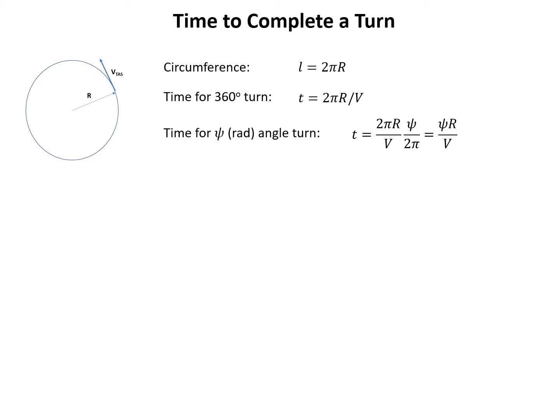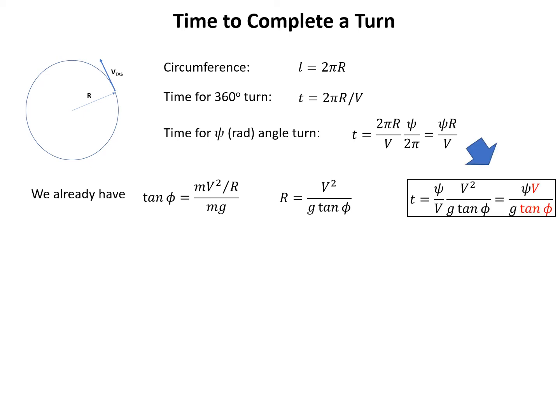Let's see whether we can go further with r and v. In the force analysis, we know tan phi, the bank turn angle, equals m v squared divided by r, divided by m g. So we have r equals v squared divided by g tan phi. If we plug in r, then t can be psi v divided by g tan phi. Let's go further. We know L equals the load factor times W, the weight, and on the other hand, L equals the lift coefficient times half rho v squared times S.